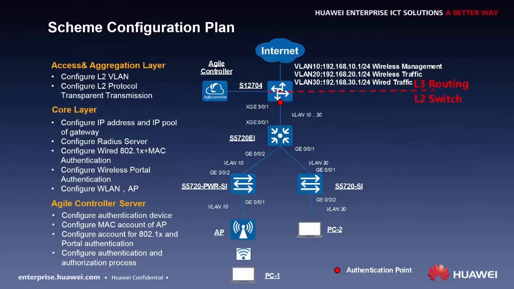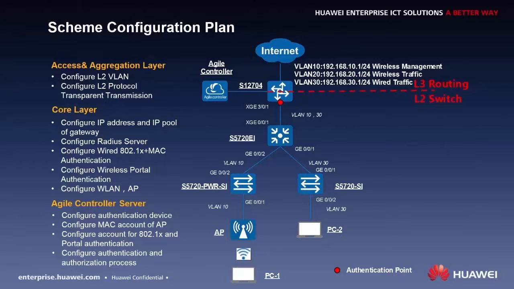The S5720SI on the left supports the PoE function and is connected to an AP. The AP provides access for the downstream PC. The S5720SI on the right is connected to a PC in wired mode. Here we use wired MAC address authentication for the AP, wireless portal authentication for PC1, and wired 802.1x authentication for PC2. They are the three commonly used authentication modes.